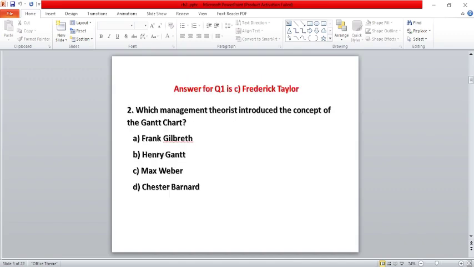Question number 2. Which management theorist introduced the concept of the Gantt chart? A. Frank Gilbert. B. Henry Gantt. C. Max Weber. D. Chester Barnard. So the answer for this question is B. Henry Gantt.